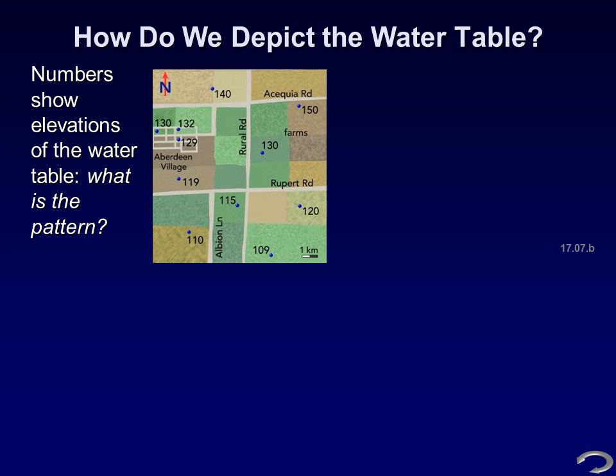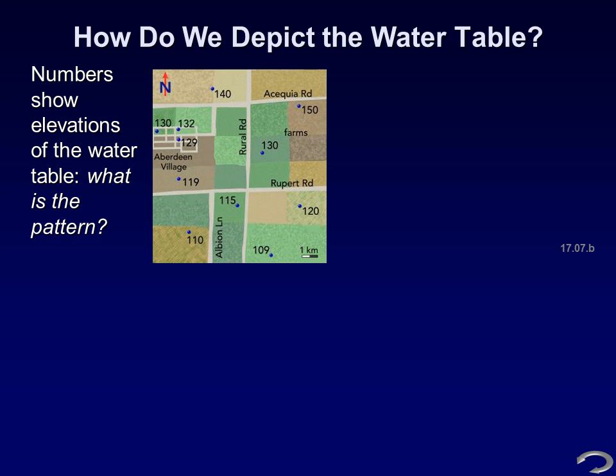How do we depict the water table? In this image here, the numbers show elevations of the water table. What is the pattern that you see? Examine the map and try to find a pattern. Which way do you think groundwater would flow?